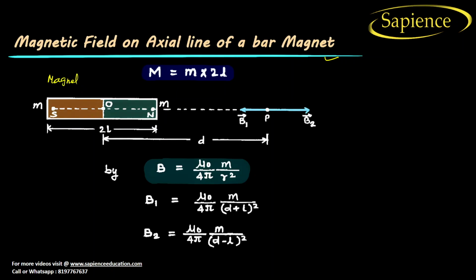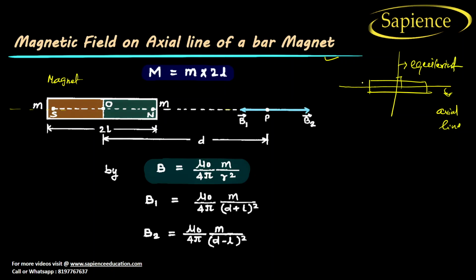This is your magnet, and I want to find the magnetic field at a point which lies on the axial line. If you want to know what the axial line is, the line passing horizontally like this is known as the axial line. And a line passing perpendicular at the center is known as the equatorial line. Now I want to find the magnetic field at any point placed on the axial line. So we will do this.